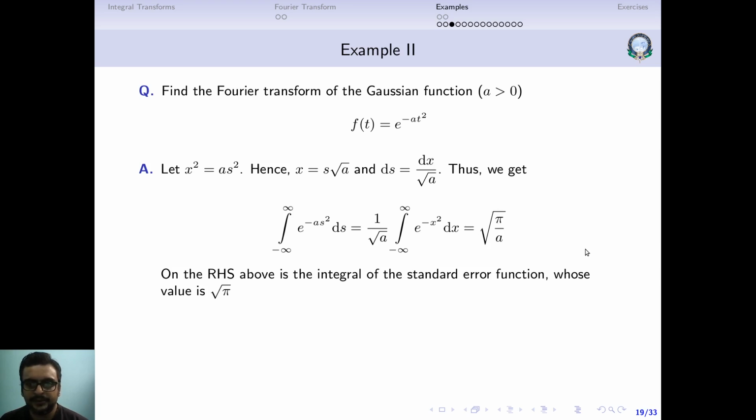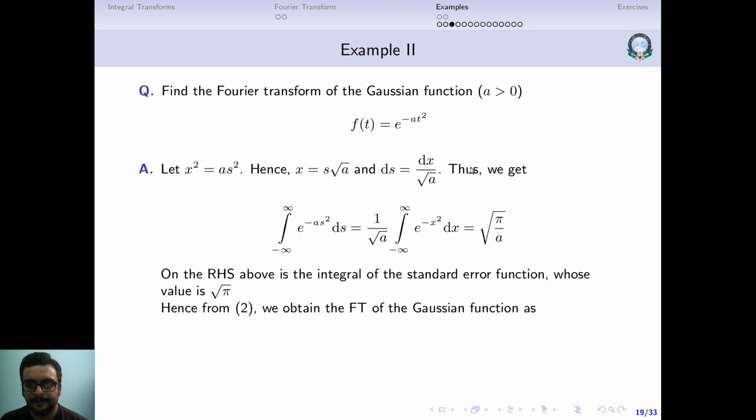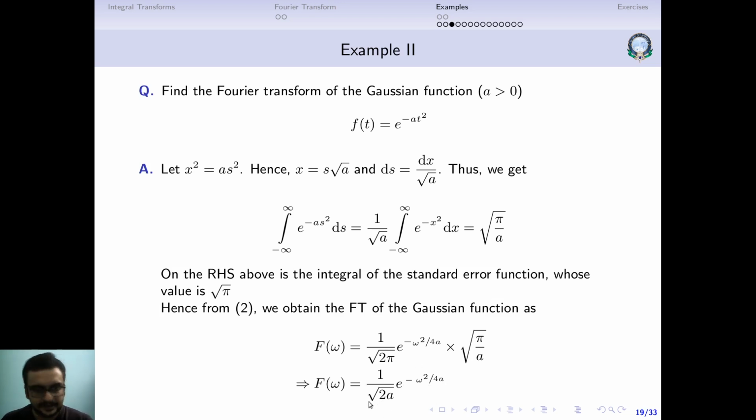So now all you have to do is just replace this with root over pi by a in equation number 2, that is in this equation. Okay, this root pi will get cancelled, and finally we'll get the desired Fourier transform of the Gaussian function as 1 by root over 2a e to the power minus omega square by 4a. Now this also is a Gaussian function. So remember this, the Fourier transform of a Gaussian function will always be another Gaussian function.